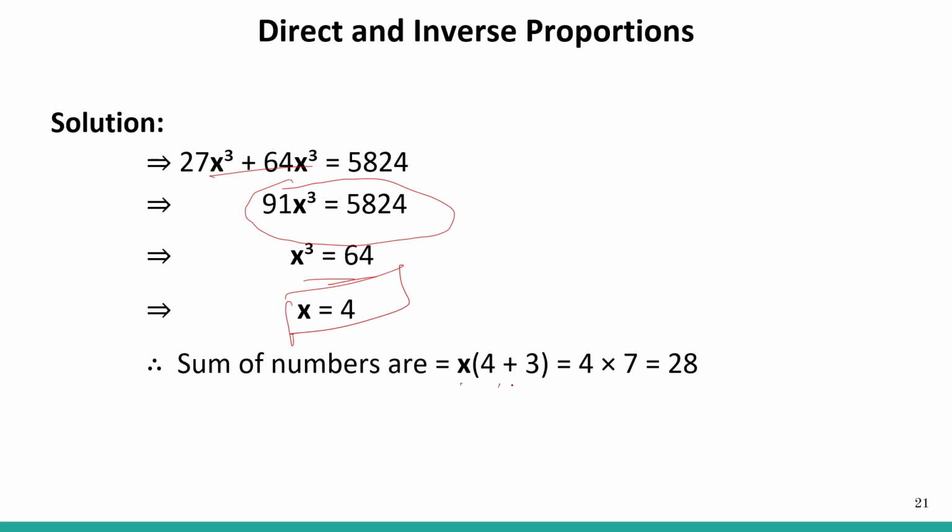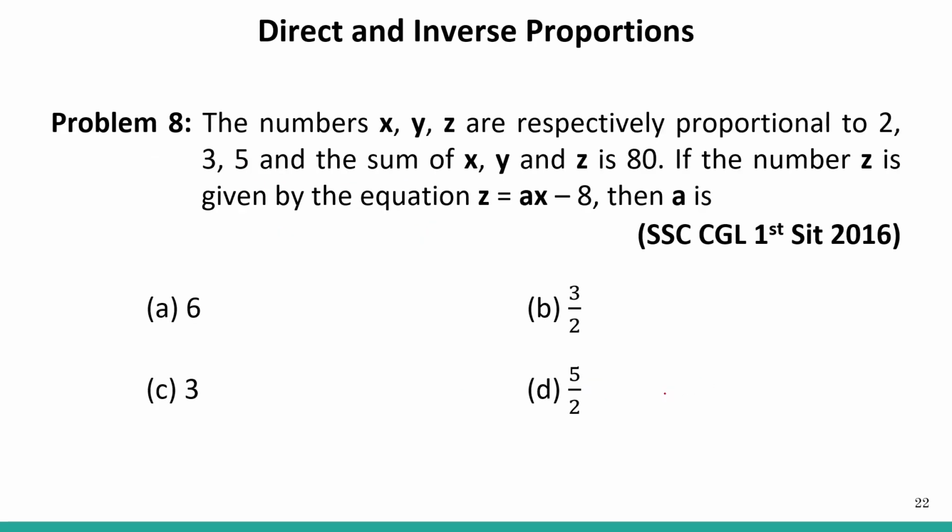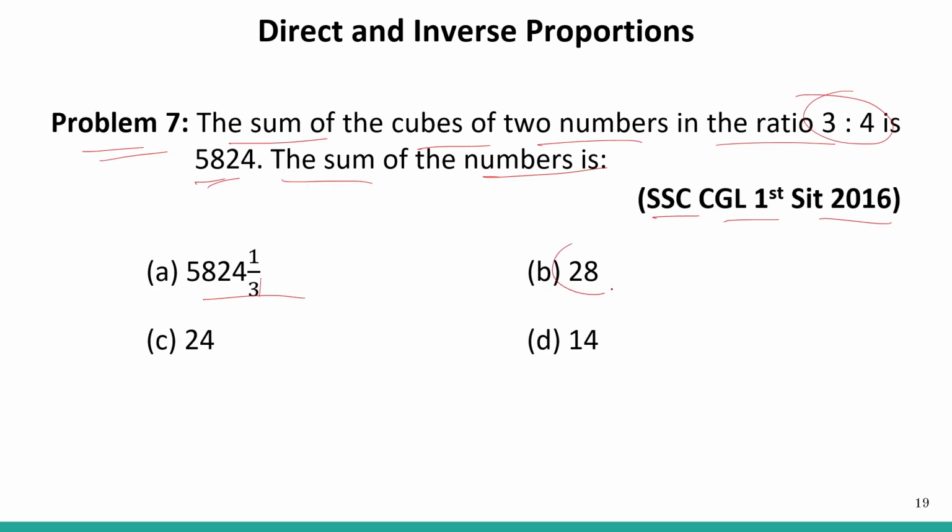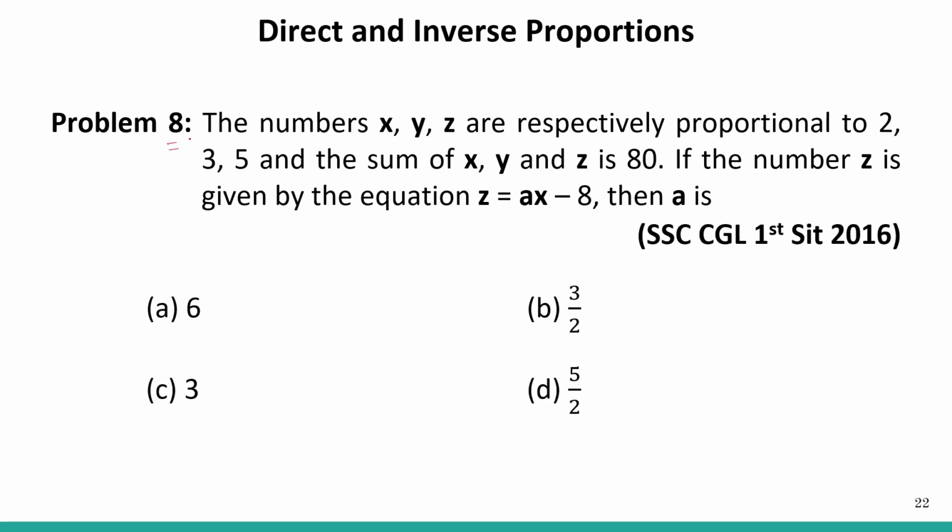So x into (4 plus 3) is equal to 7, so 4 into 7 is equal to 28. Okay, so 28 will be the correct option. These are all wrong options. So 28 is the correct answer, right? Let's go forward to question number 8.